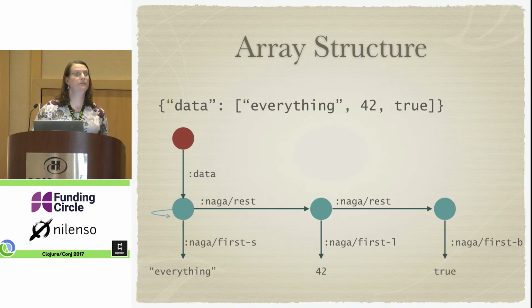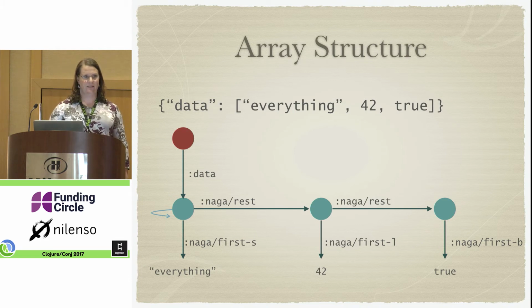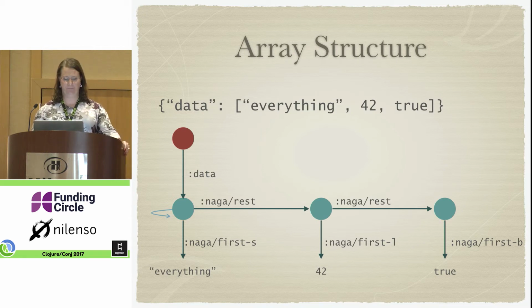Maintaining the order of the array? Well, it's a linked list. So data refers to the first node in the list, and that's the first element of the array. The second node of the list is the second element of the array. The linked list contains the ordering. Okay, I'm going to move on here.